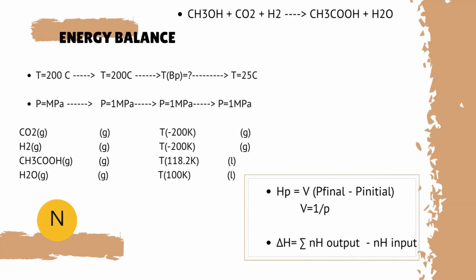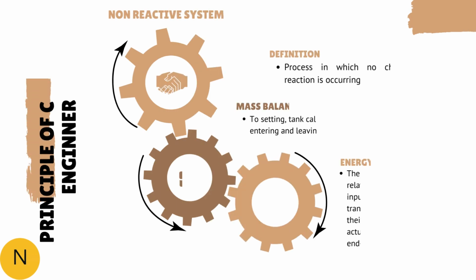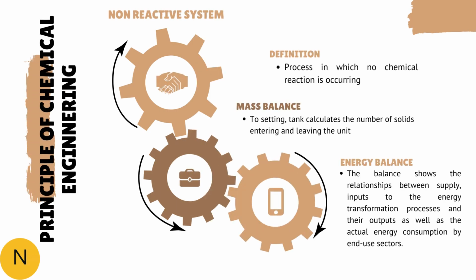For the energy balance calculation, from this equation, we use this step to determine the value of energy balance. As we can see here, we have TBP, which means temperature of boiling point, which means we have to find it at table B1 from the appendix. Other than that, we use two equations to calculate the final answer of energy balance. Principle of chemical engineering part for non-reactive system.